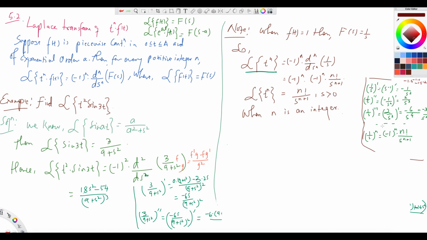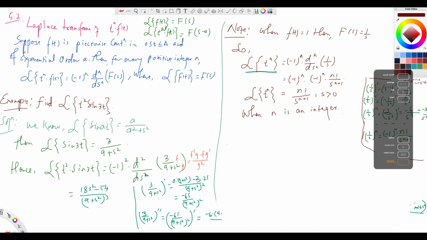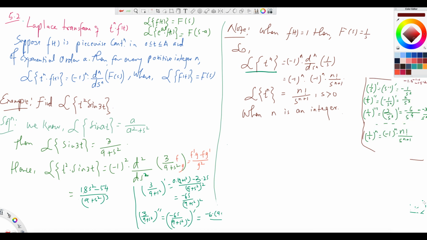So in that case, the nth derivative of the function 1 over s will be negative 1 to the n. If n is odd, it will be negative. If n is even, it will be positive, right? So negative 1 to the n, and you see that n factorial. If there is a third derivative, then it is 3 factorial over s to the 3 plus 1. If there is a second derivative, there is 2 factorial over s to the 2 plus 1, right? You can write it that way.